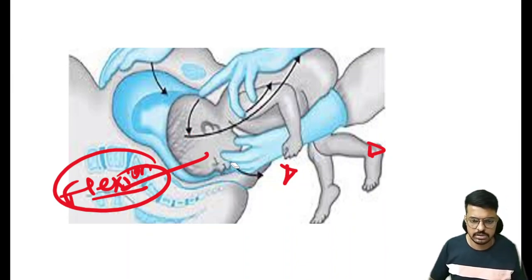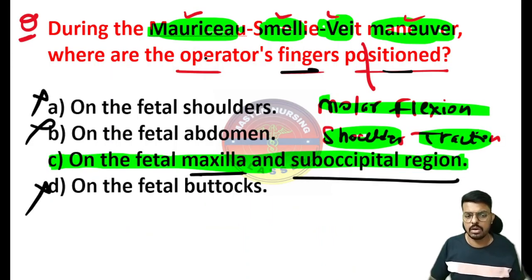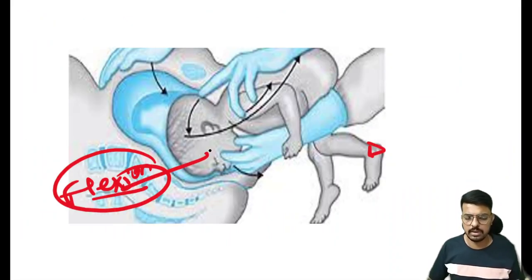So this is what we call Mauriceau Smellie-Veit technique. That is done to deliver the head of the baby in the breech presentation. So we have to use this particular technique. The name of the technique is the Mauriceau Smellie-Veit maneuver, or the malar flexion shoulder traction. It's very, very important. Okay, so now we have delivered like this.